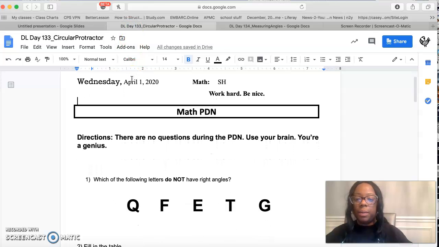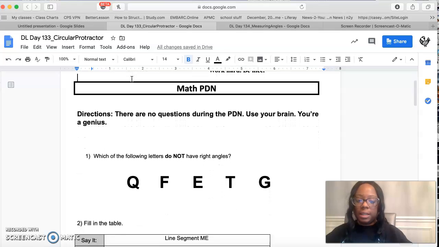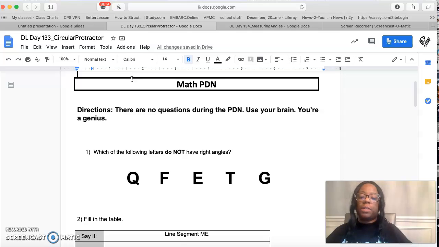Now, today we're going to be talking about what's called a circular protractor. But before we get into today's lesson, make sure you write your first name, last name, circle your homeroom, and get started with your PDN. You can press pause and fill in the information now. All right, guys, welcome back.